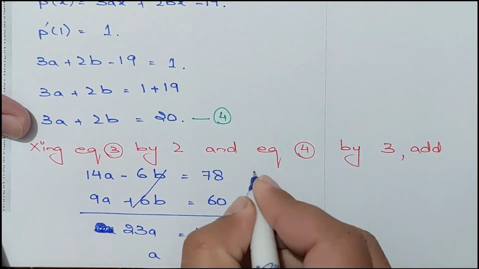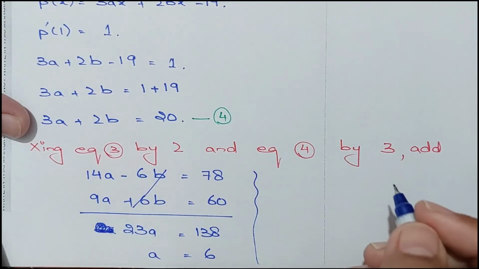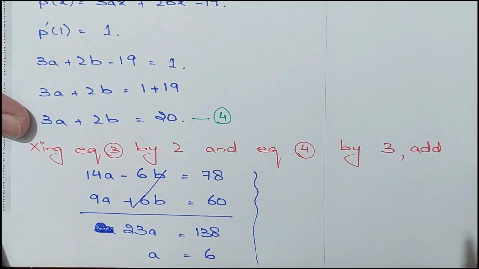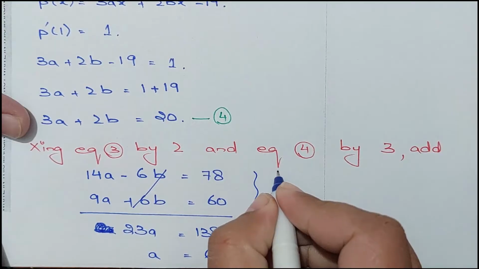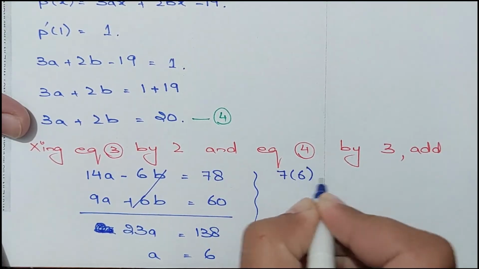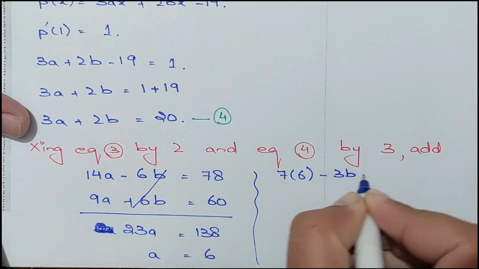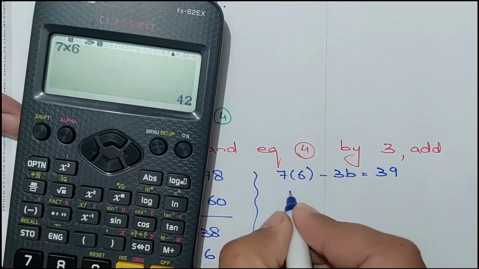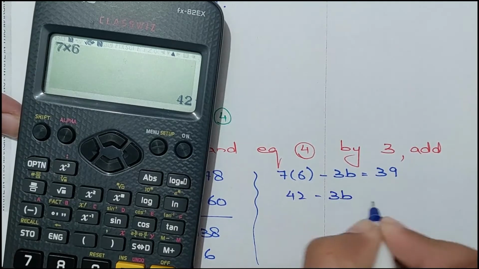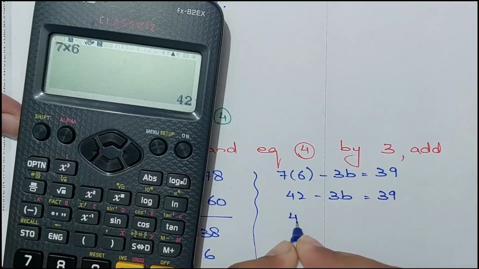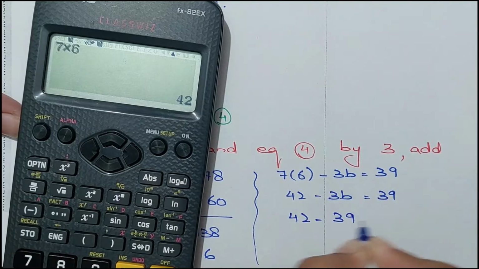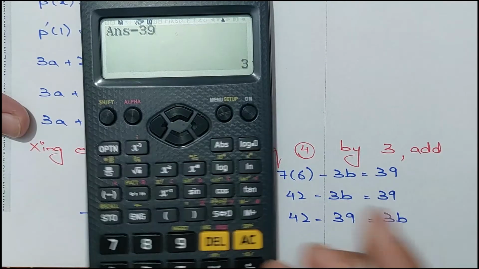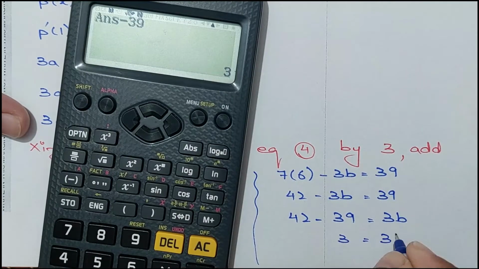Okay, we got the a. Now plug a into equation 3 or 4 to solve for b. So 7, a value is 6, minus 3b, this is 39. 7 times 6 is 42. 42 minus 3b equals 39. So 42 minus 39, shifting the 39 over here, this would be 3b. 42 minus 39 is 3. 3 equals 3b. So cancel it out, 1 would be the b value.